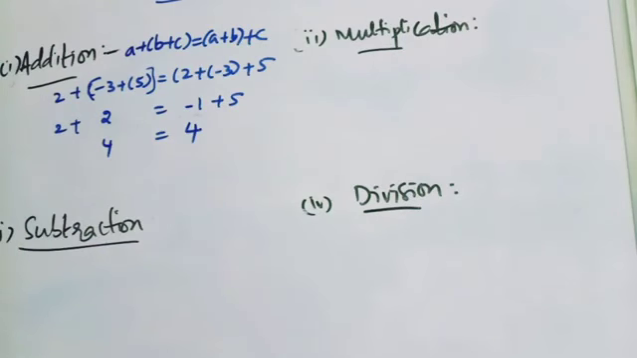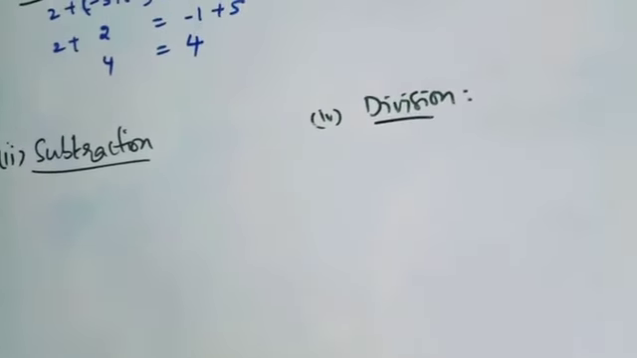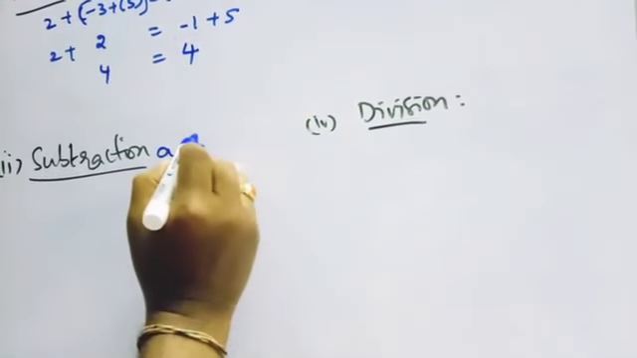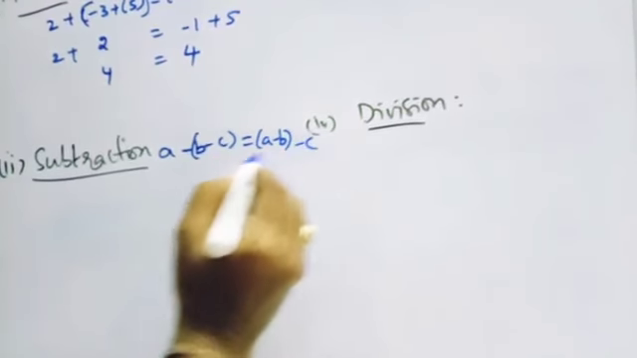So from this example we can say that integers are associative under addition. Now next we will go with the subtraction property. The subtraction property states that a - (b - c) is equal to (a - b) - c.